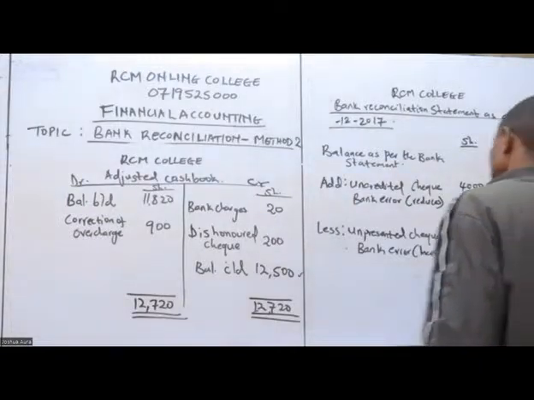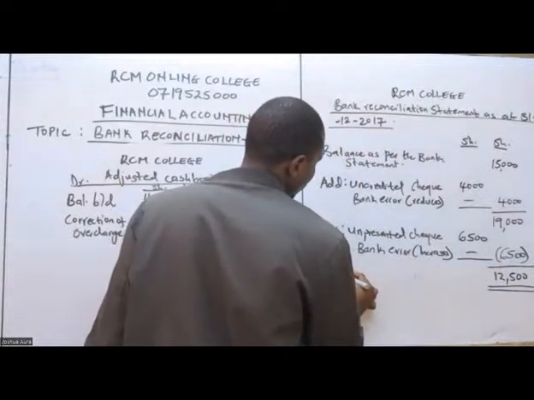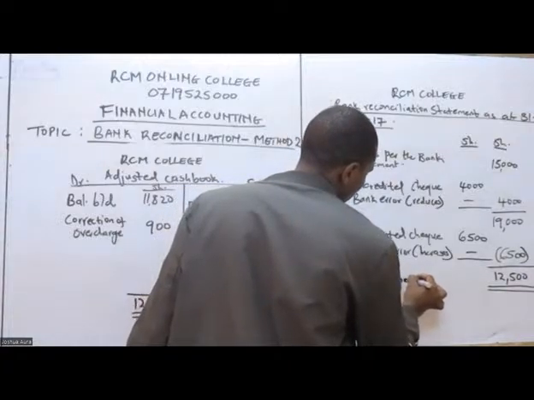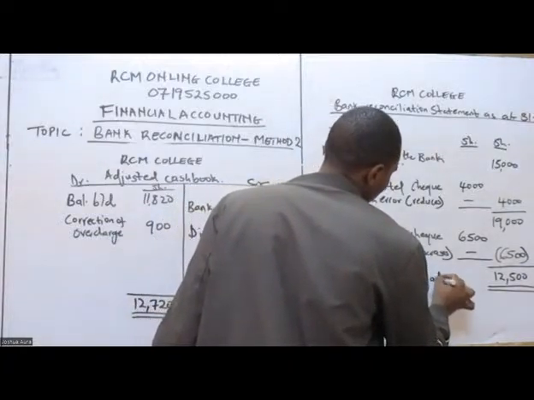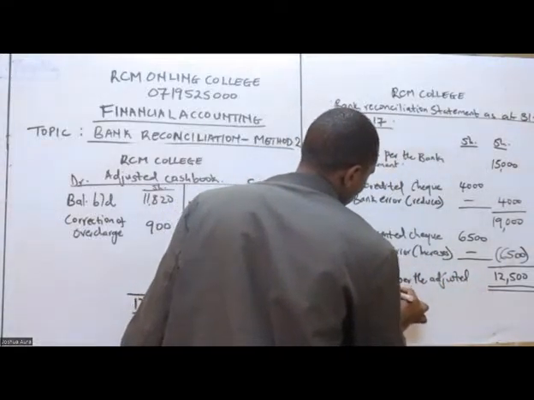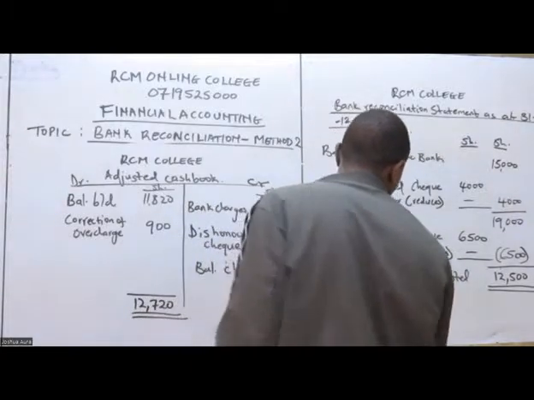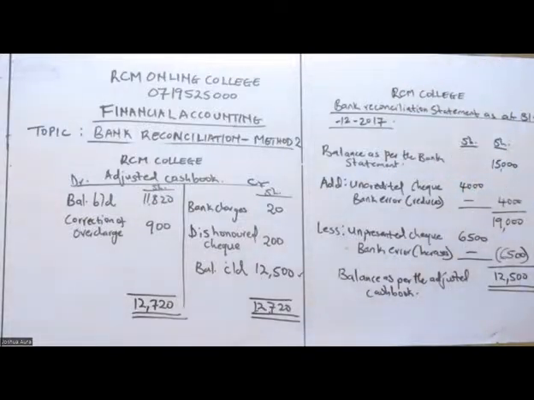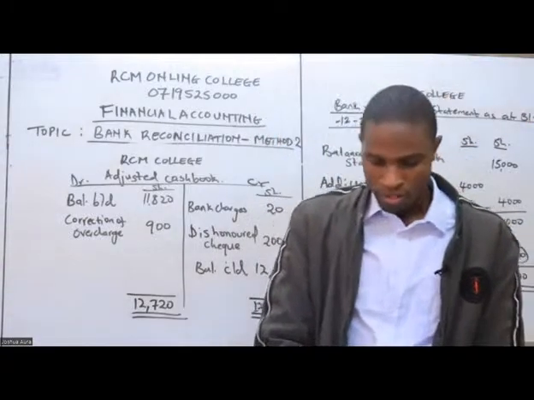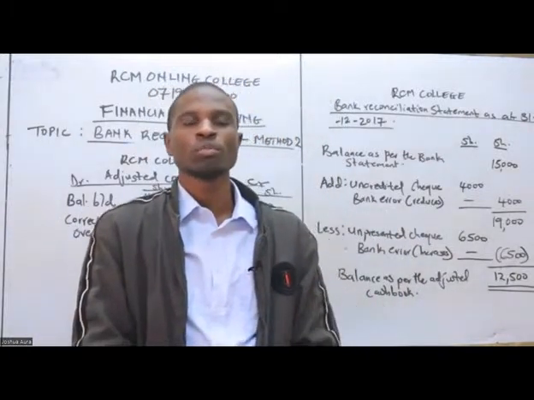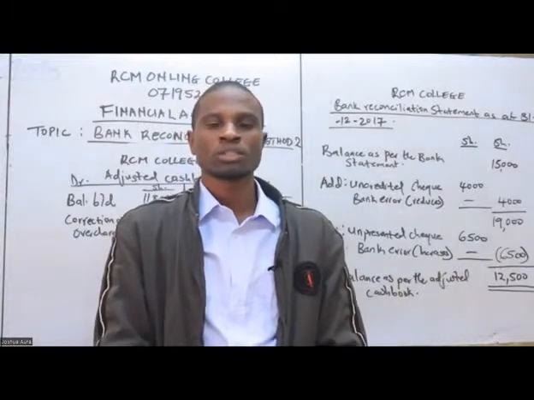12,500. So this is what we are saying, that this is the balance as per the adjusted cash book. You can see the balance is the same as what we are getting in our statement. So basically, that is how you use the two methods to come up with a bank reconciliation statement.